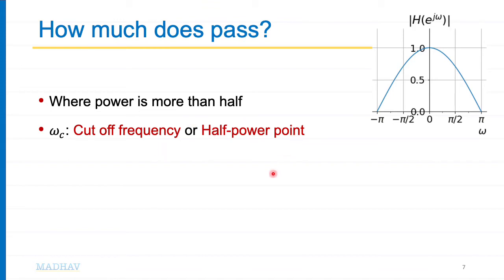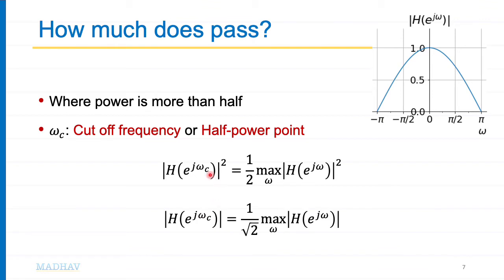Now let's see how it looks in the dB scale. This is my general equation for a half power point. At the omega cutoff, |H(e^{jω})|² is equal to half of the maximum value of |H(e^{jω})|². So when this is half, we get a cutoff frequency. And if I write it in terms of amplitude, then it is 1 upon root 2.